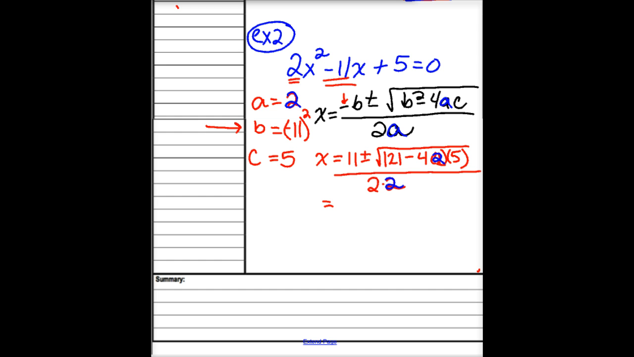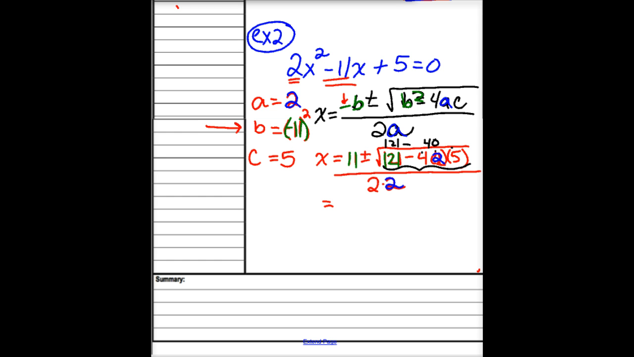B, which is negative 11, I took the opposite of it and got an 11. I squared it and got 121, right? So let's take a look here, and C was a 5. Let's do what we do next. We go under this root and we get out a calculator, or we do it in our head. I don't care. But this 4 times 2 times 5 is a 40 that I'm subtracting from 121.